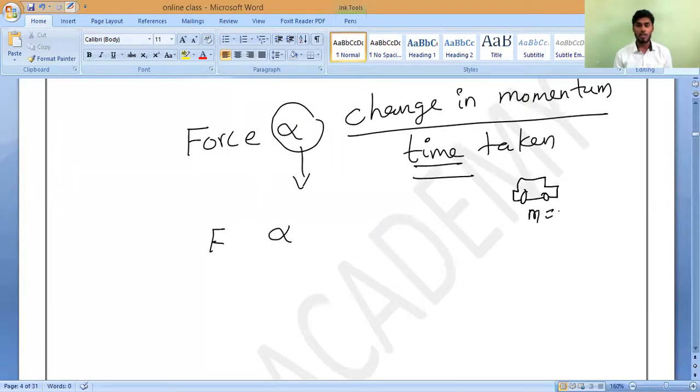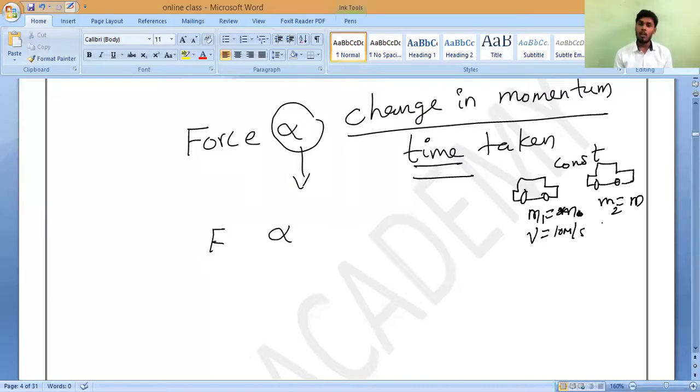Mass M equals some x and the speed is something like 10 meter per second. Now after certain time, will M change? Let me take here M1, and M2 is also M only. Yes or no? Because mass is constant.